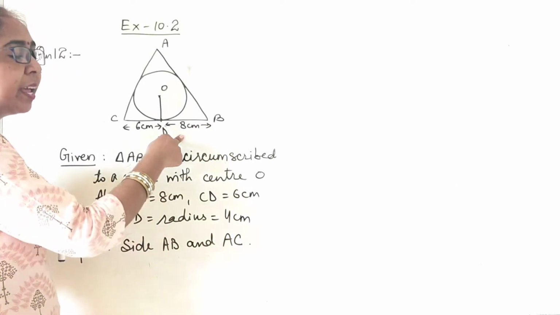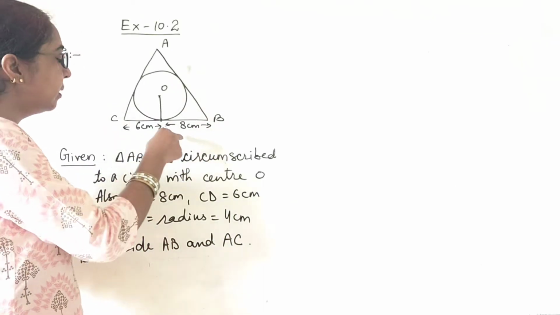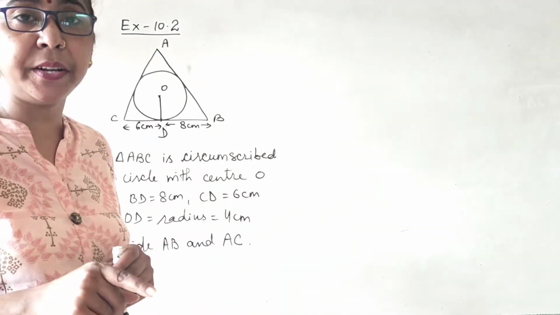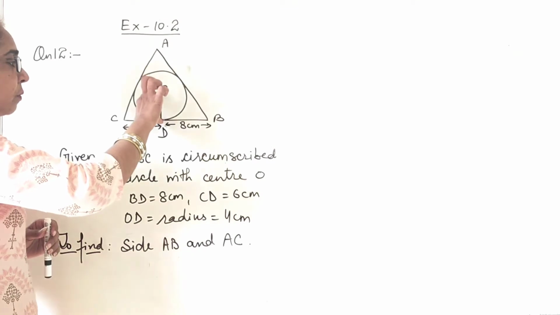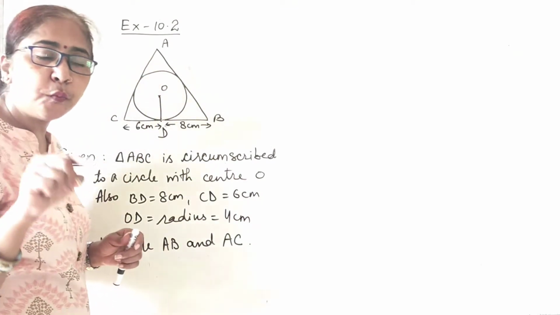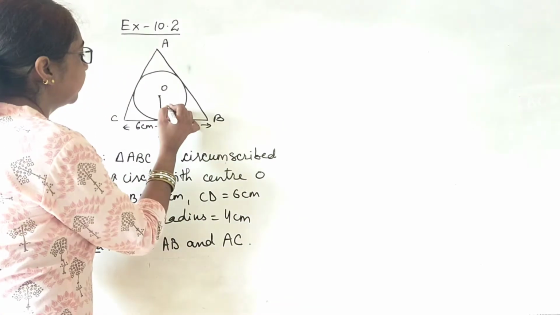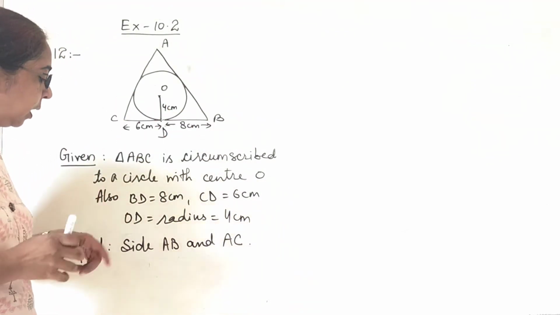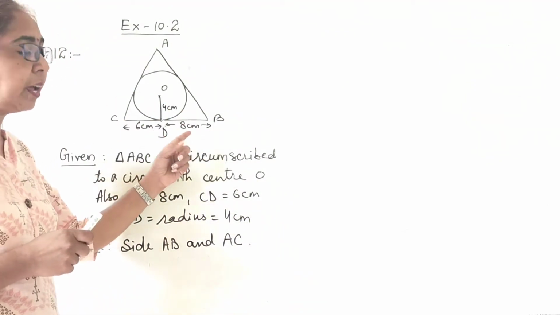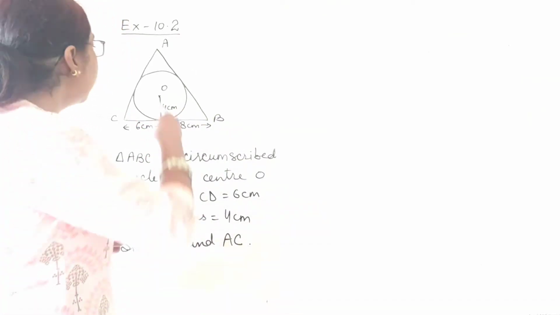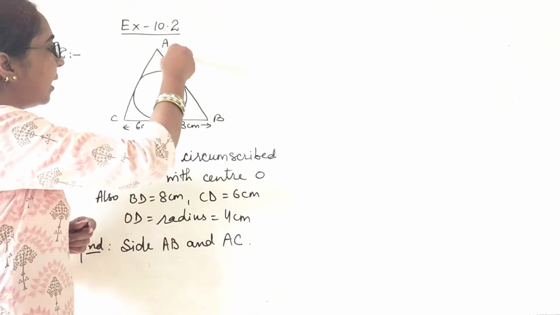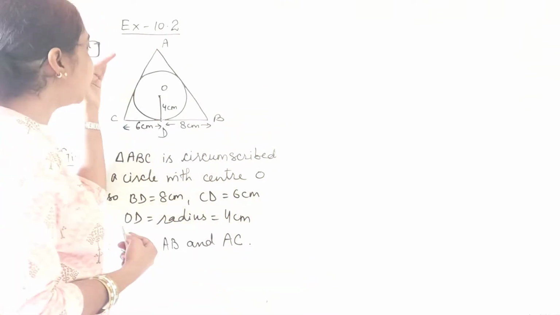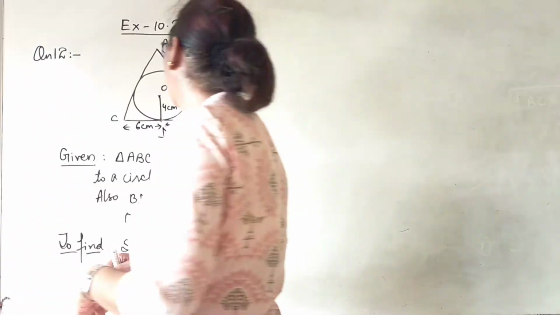BD is given as 8 centimeter. CD is given as 6 centimeter. Also, the radius of the circle is given as 4 centimeter. Now, these three things are given and we have to find out the AC and AB side. That means we have to find out the measurement of AB and AC.